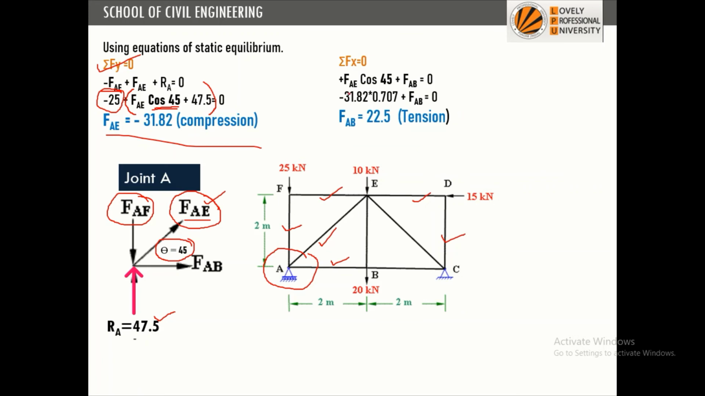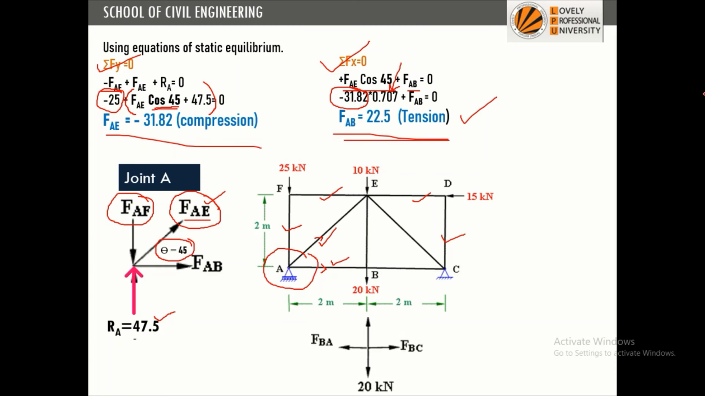Then when we solve the equation sigma Fx is equal to 0, we get FAE cos 45 plus FAB is equal to 0. So FAE is minus 31.82, and cos 45 or sin 45 are both the same value, 0.707. So when we solve it, we get FAB is equal to 22.5. This is a positive value. It means that the member is in tension.